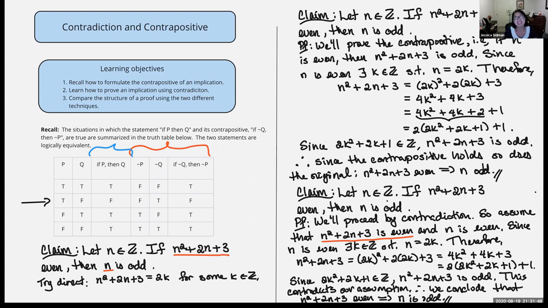But contradiction is, I think, kind of a proof technique of last resort, because in some sense it doesn't tell you why something is true. It just tells you why it can't be true. And it's just inherently a little less satisfying. Anyway, we'll have lots of practice in class.